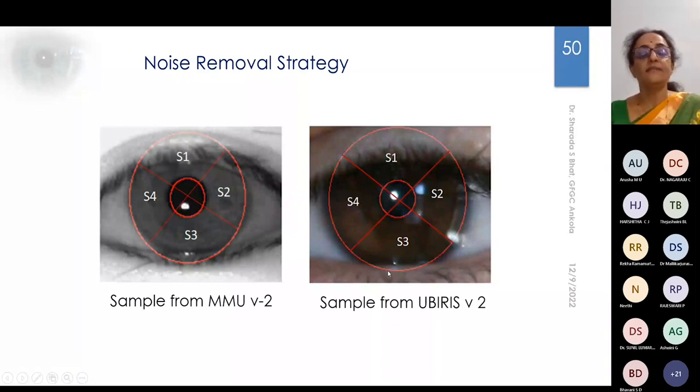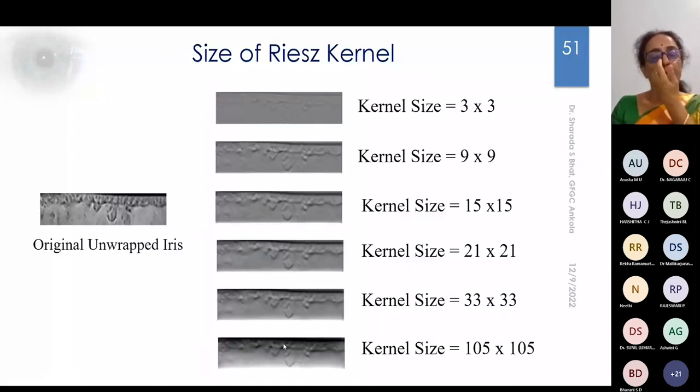And later, noise removing technologies were adopted. But initially, to calculate using the NIR image, the parts which are most likely occluded with eyelids and eyelashes are ignored. The remaining parts are taken for further calculation. With those RISC kernels of different sizes, you can see here the output of the iris code or iris template with different sized kernels.